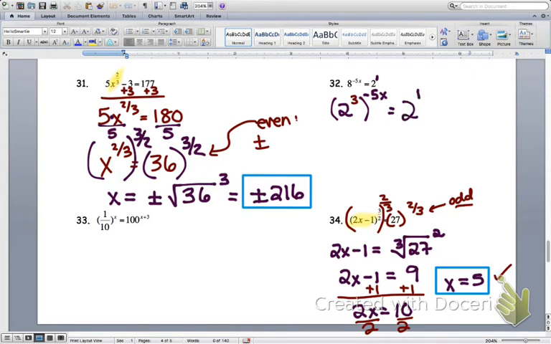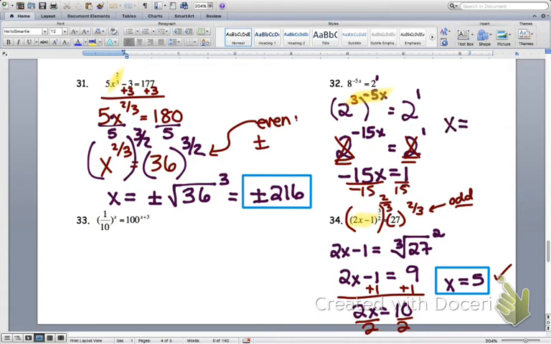So before I can set my exponents equal, I'm going to do my power to a power rule, which says multiply. So I get 2 to the -15x equals 2 to the first. Now that I have the same base, I can drop them and set my exponents equal. So -15x is equal to 1, and then my last step is to just divide both sides by -15. So I get x is equal to -1/15.